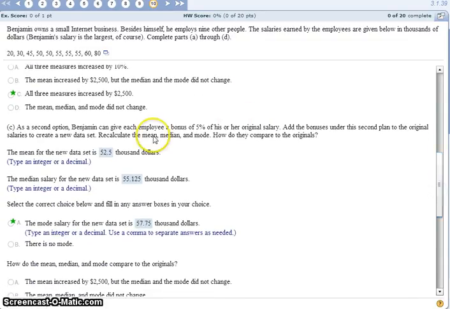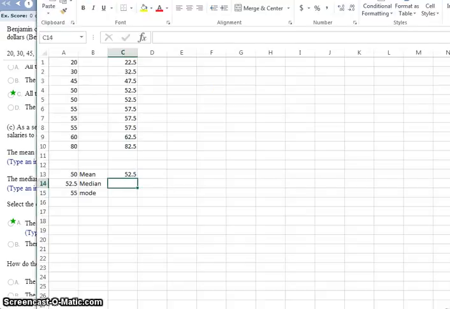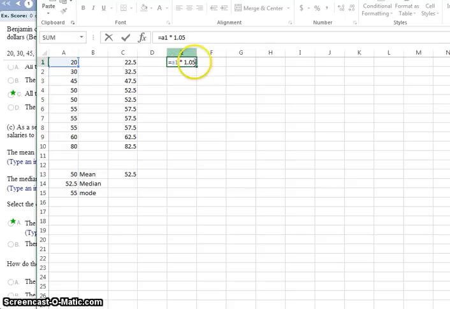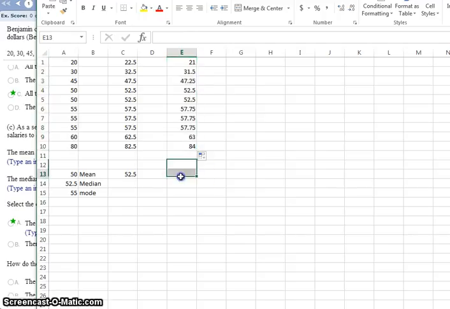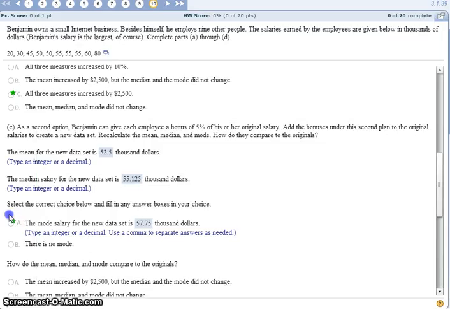C says everybody gets a 5% of his or her original salary. So for 5%, you just do equals A1 times 1.05. So they get a 5% increase. So they were at 100%, and then add 5% to that, and drag that down. You'd have everybody's new salary here, and then once again, you're going to do mean, median, and mode. So equals average for the mean, and then select your data, and so on. Median and mode.